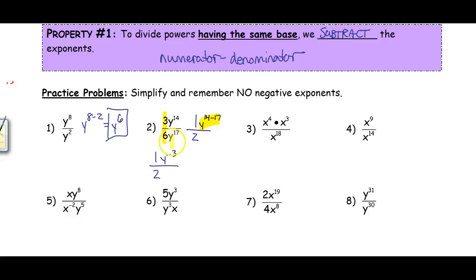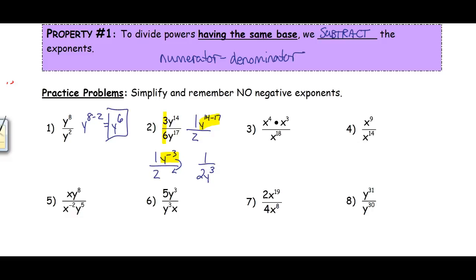Here you cannot have any negative exponents. So when we take care of our negative exponent, we're going to move it to the bottom. So you're going to end up with 1 over 2y to the third. Anytime you come up with a negative exponent, you're always going to move it to the denominator.